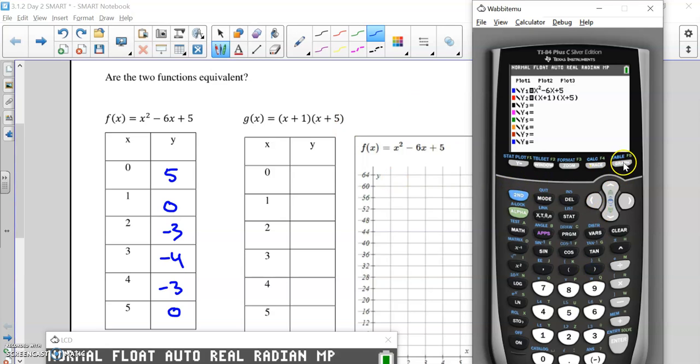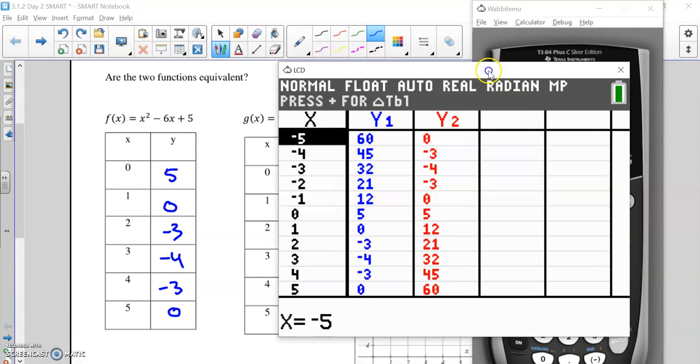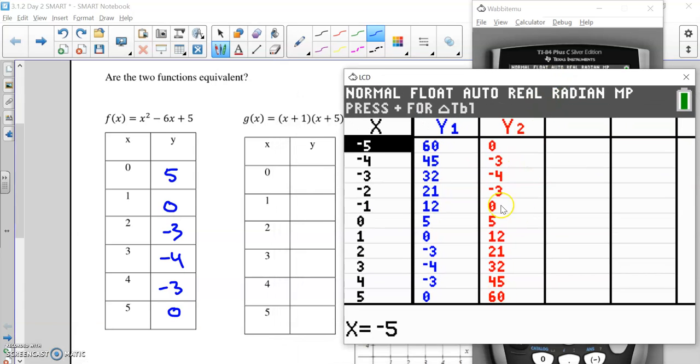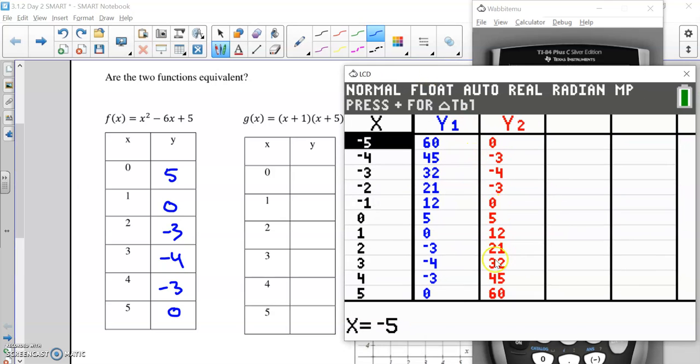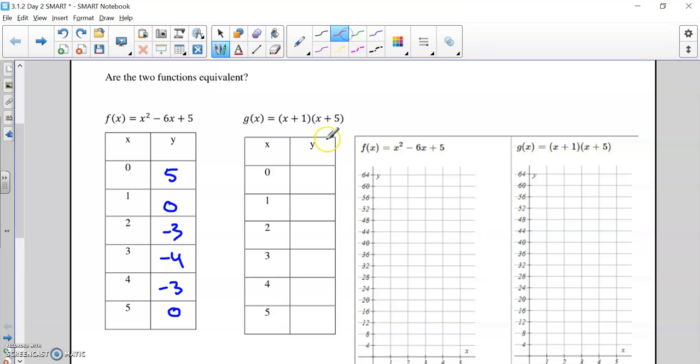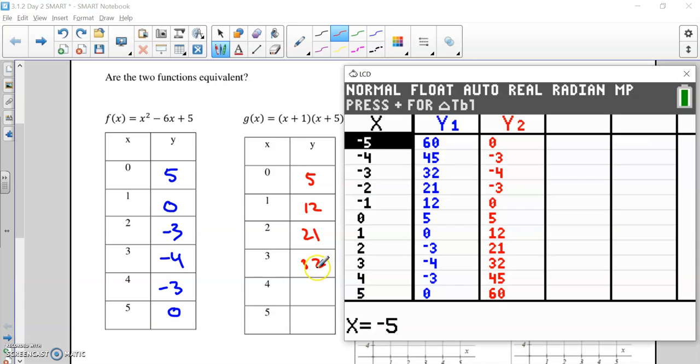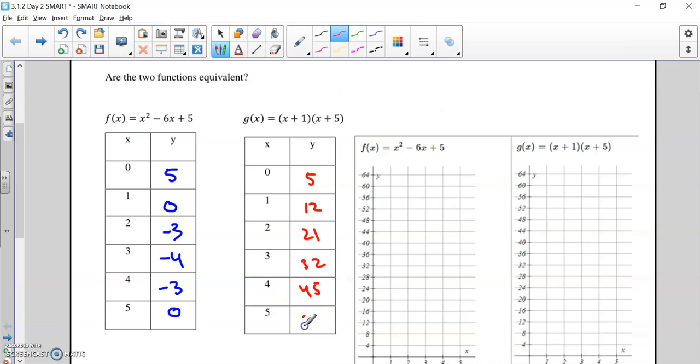Alright, so now we'll go ahead and go to the table. And right off the bat, we can notice whether or not these tables are the same because they are right next to each other. This red column is g of x, and the blue column is f of x. So the g of x table is obviously very different from the f of x table, which does tell us that our functions are definitely not equivalent. So let's go ahead and get down that table here. We have 5, 12, 21, 32, 45, and 60.